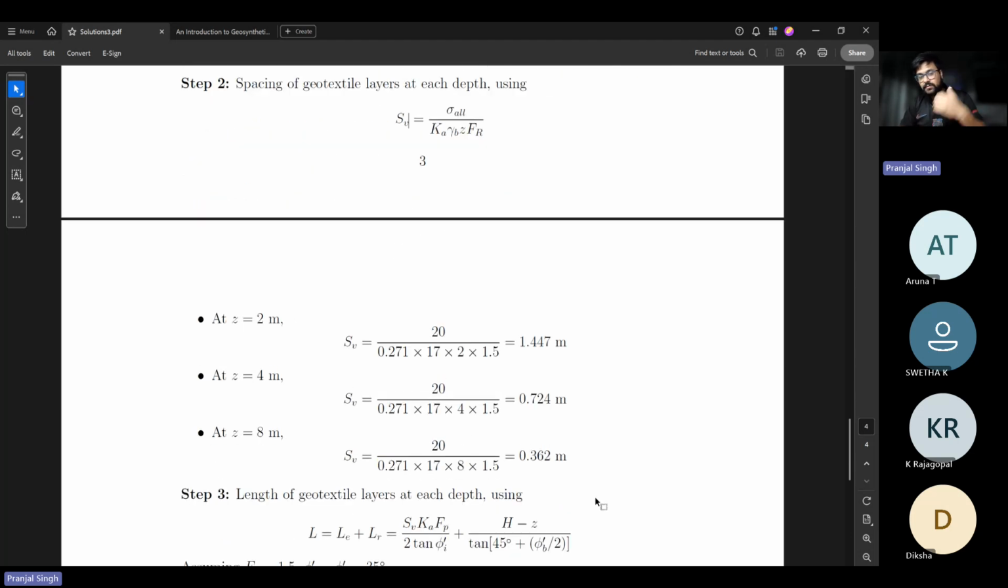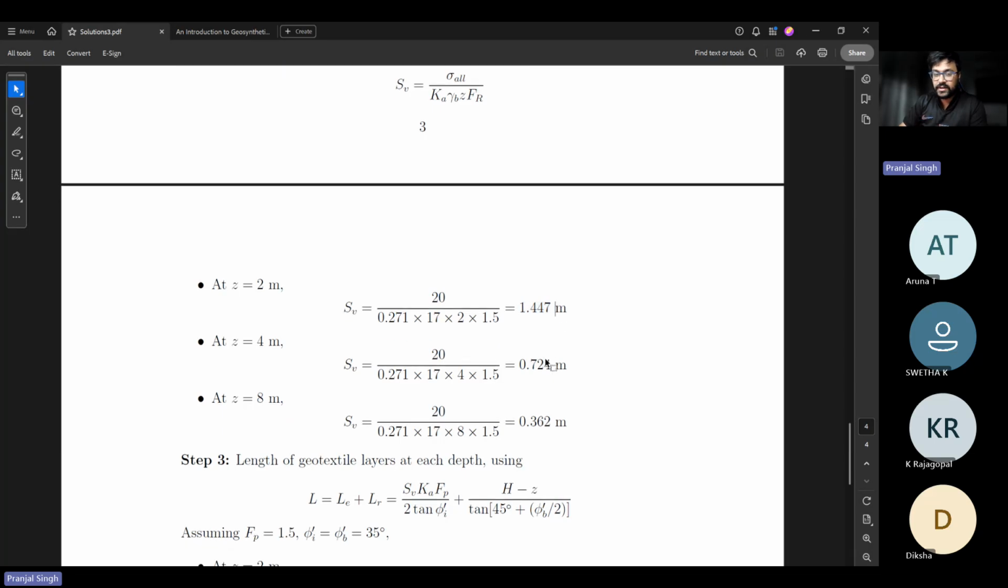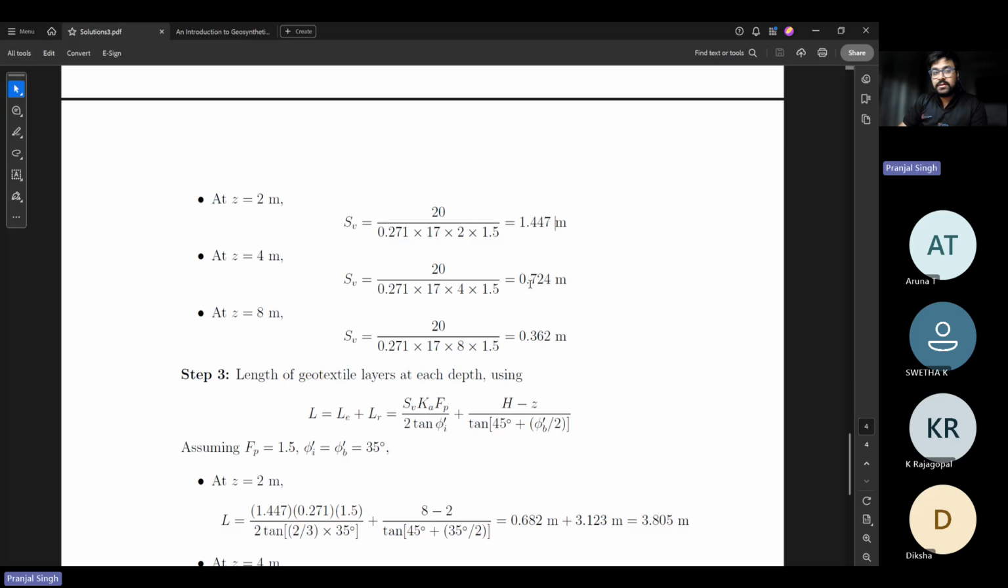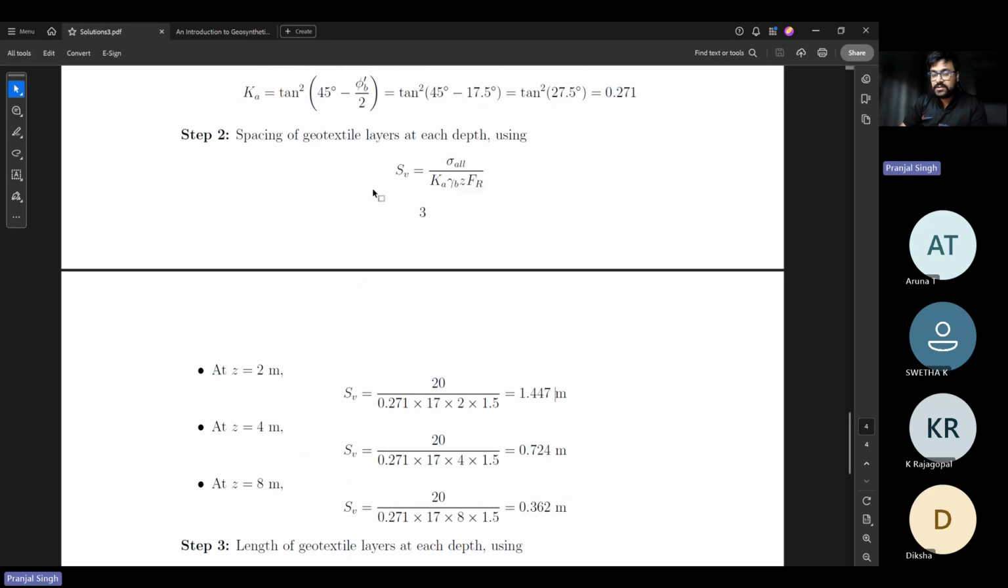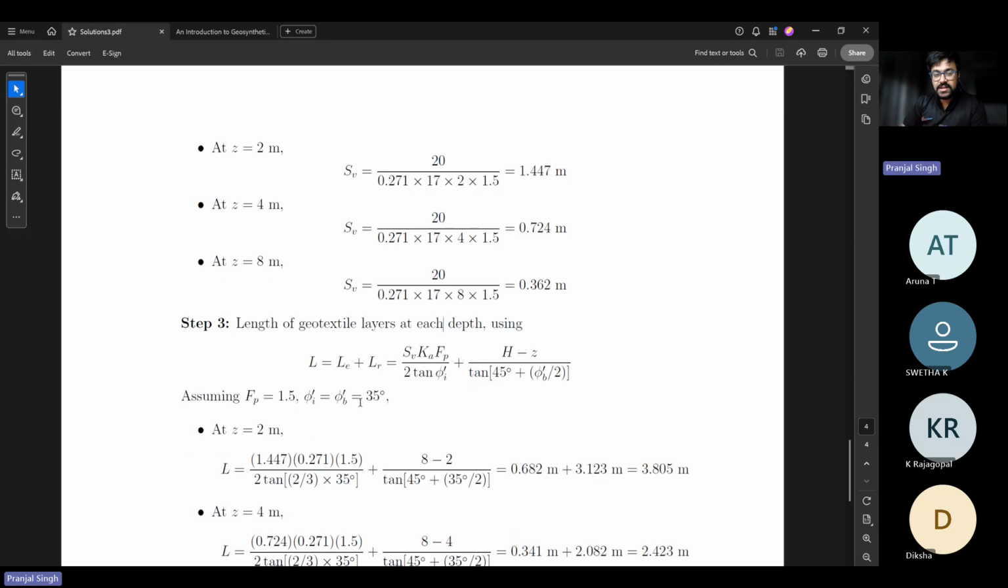So you do it at different depths. So you get a value at different depths of what is the length of the reinforcement required. Now, sorry, spacing of the geotextile layers. I'm sorry, the second part is the length of the geotextile layers.